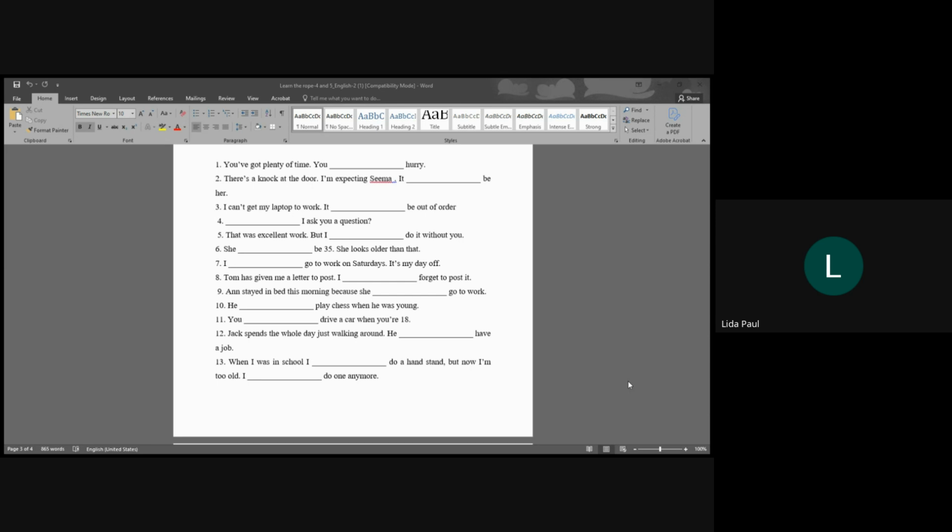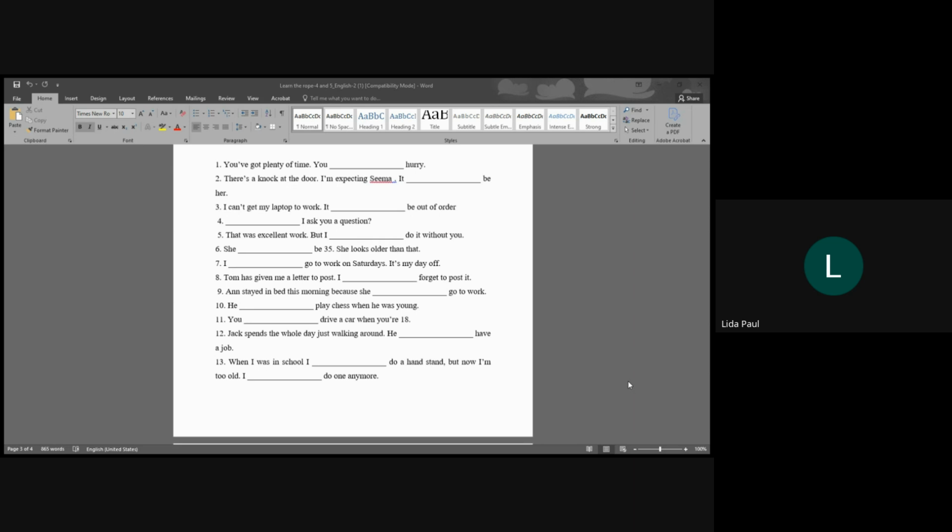Then the last one we have is must. Must definitely has a contracted form, and that is mustn't. So yes, these are your contracted forms for the modal verbs, and you can use any of those.